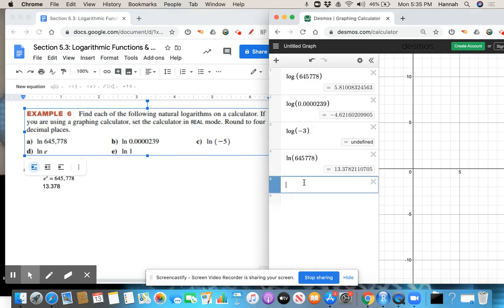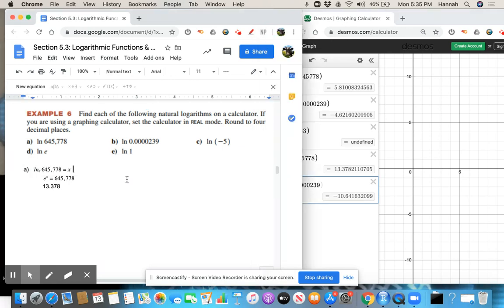I can do the same thing for part B. Part B, if I was doing it by hand, I'd be answering the question, e to the what power gives me 0.0000239? I have no idea. So what do I do? I use Desmos. Natural log of 0.0000239, and it tells me that my answer there is negative 10.642.